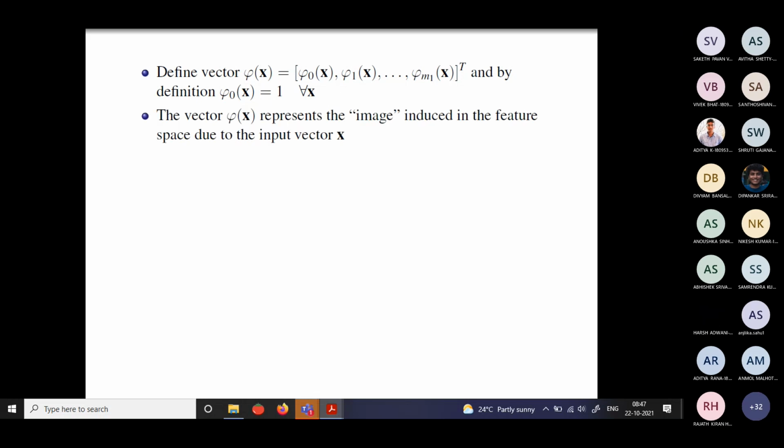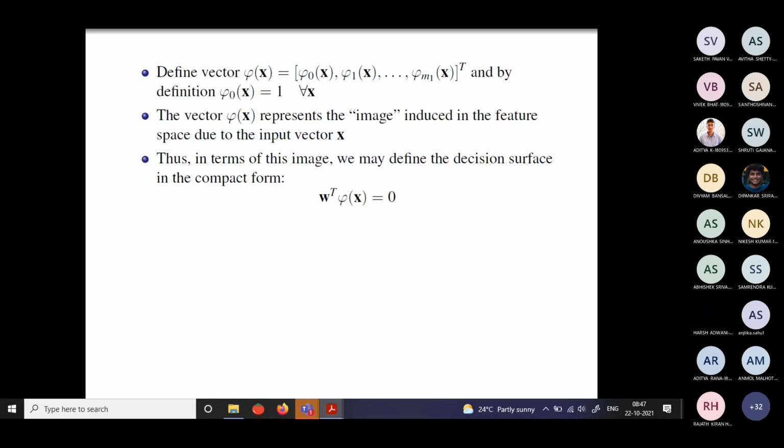And this vector phi x represents the image induced in the feature space due to the input vector x. Image is nothing but a map. When we say image, it's nothing but the map. Okay, so mapping function, you know, right? Using that only, you can say it's a map. And when I say image, literally don't think about images, this photo, that photo. No, it basically means that if the input is given, how it is mapped. Now in terms of this image, or some sort of function or map, we may define the decision surface in a compact form, something like this.